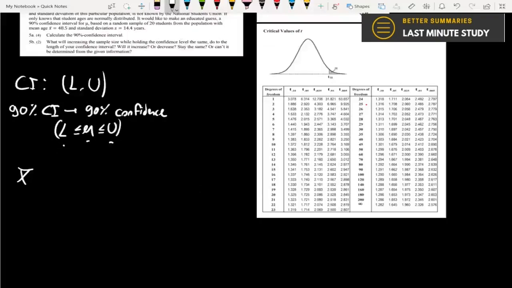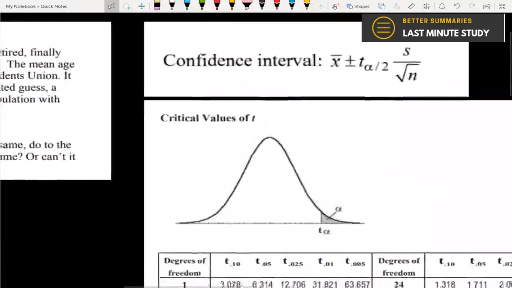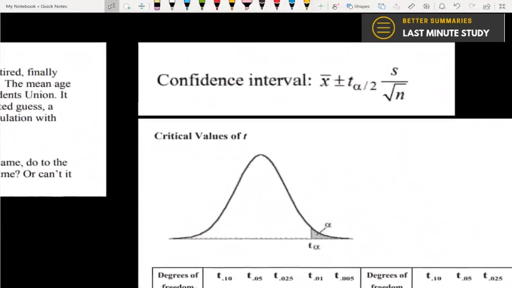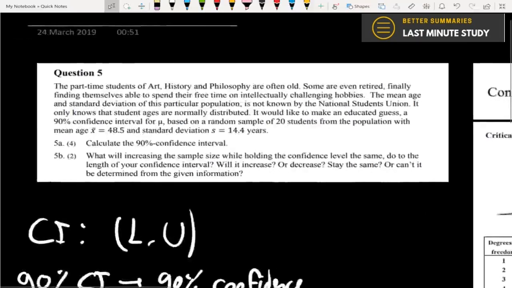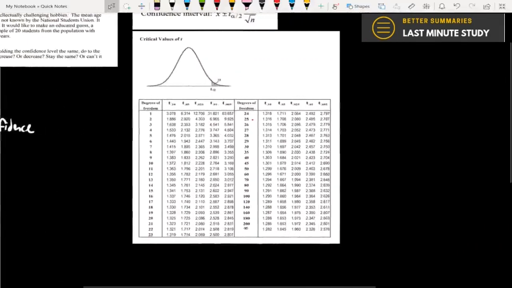We've got a sample mean of 48.5. We've got a standard deviation of 14.4 years. Let's not forget that. That's actually all we have to do. For now, it's just filling in a formula: x bar plus minus the t-score that belongs to alpha divided by 2 times s over the square root of n. Well, we can do that. It's just filling in some formula. Let's do it over here.